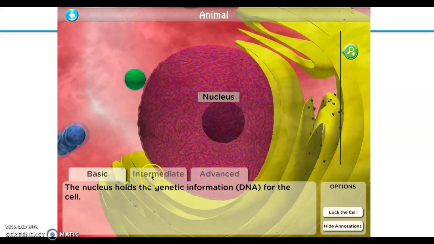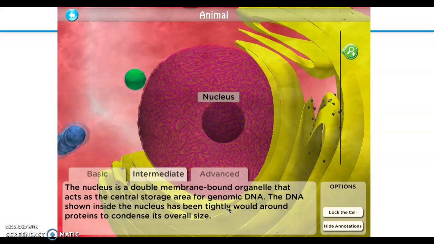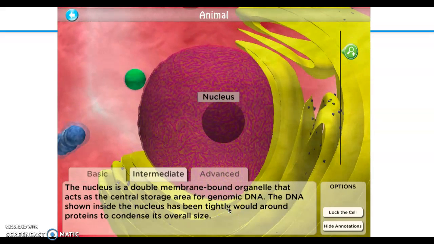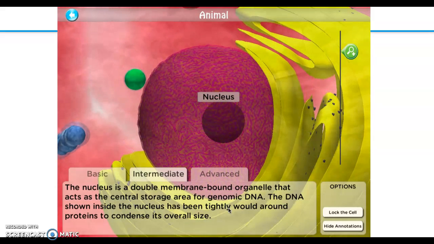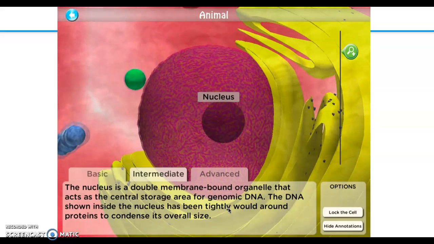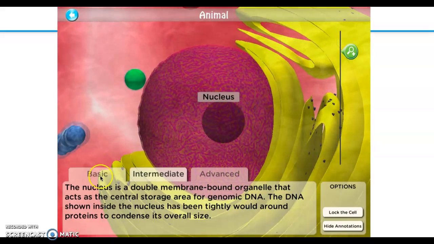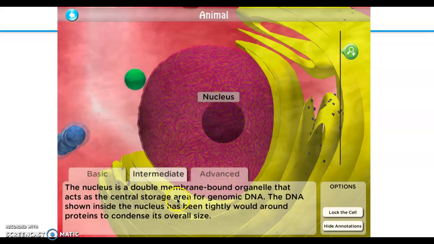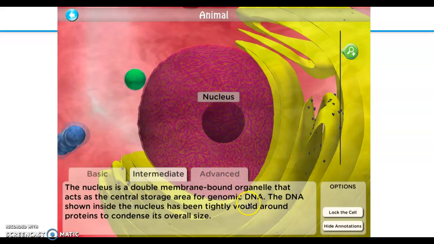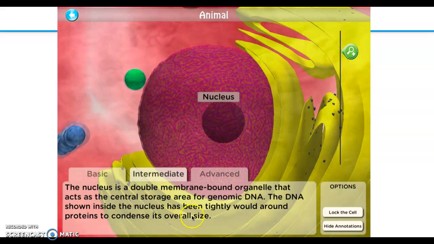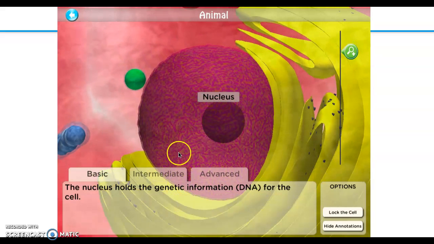If I click on the intermediate definition, it's going to say that the nucleus is a double membrane bound organelle that acts as a central storage unit for genomic DNA. The DNA shown inside the nucleus has been tightly wound around proteins. Those proteins are called nucleosomes to condense its overall size. I do not want you guys to worry about any of this, because I guarantee as of right now it's probably confusing, right? It's because you guys haven't even learned what genomic DNA is, or proteins that are used to condense the overall size of DNA. So again, for now, please stick to the basic definition.